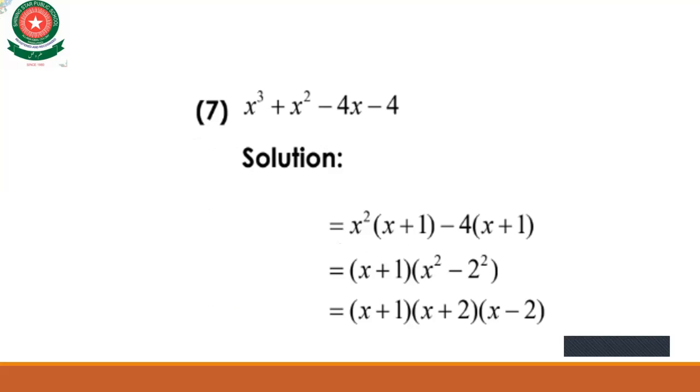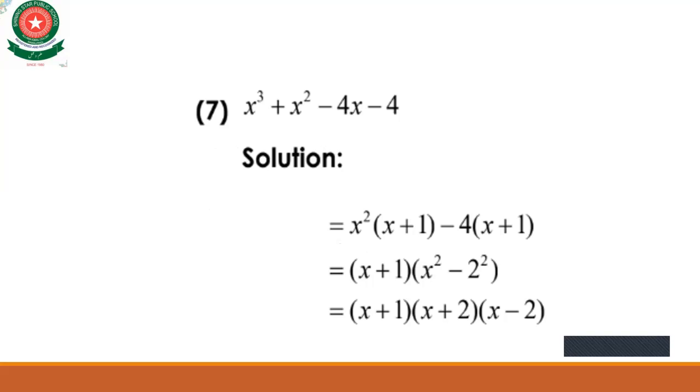Let's move to the next question. Our next question is x cube plus x square minus 4x minus 4. Here you can see that x square is common. Taking x square common, remaining will be x plus 1, and in the next term minus 4 common. By taking minus 4 common, the sign will also change.